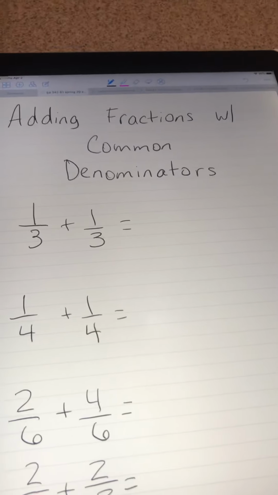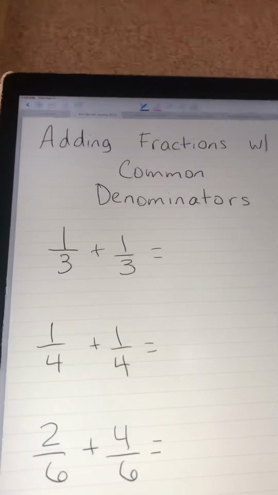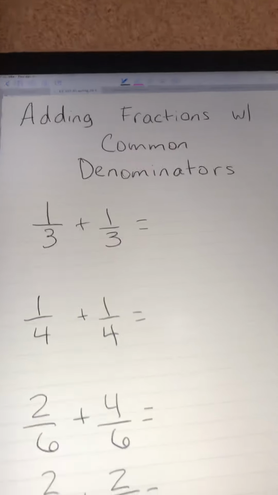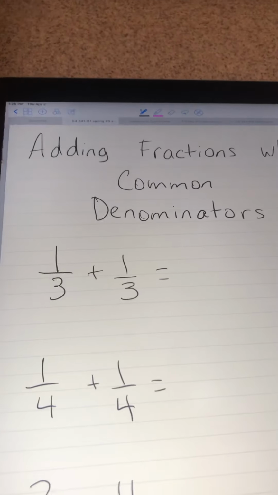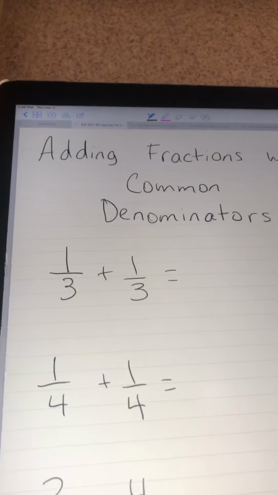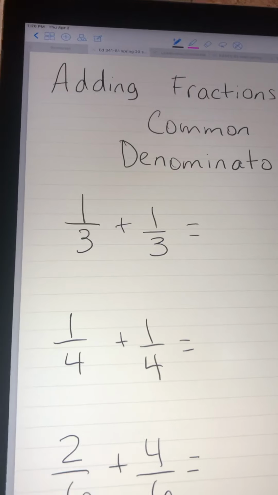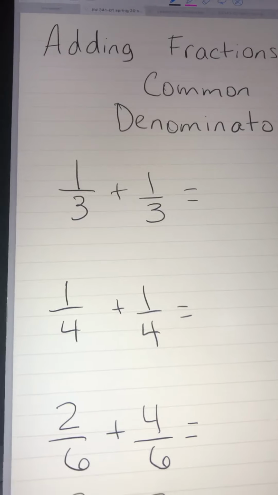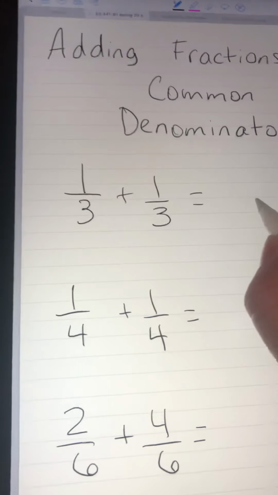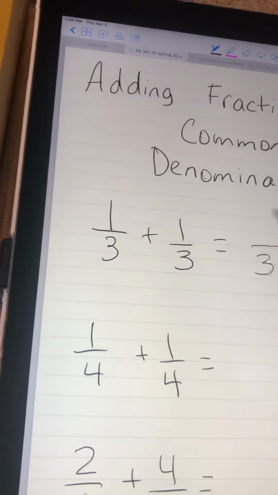So in this video clip, we're going to learn about adding fractions with common denominators. It's simple to add fractions if you have a common denominator. For example, 1/3 plus 1/3. Procedurally, you were probably taught in 3rd grade or 4th grade that in order to add fractions with a common denominator, you keep the same denominator and you add the numerators.